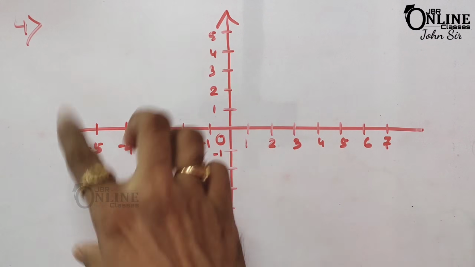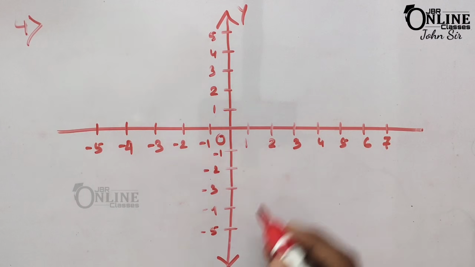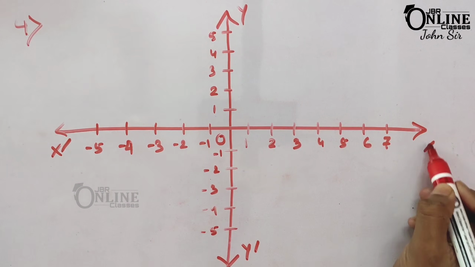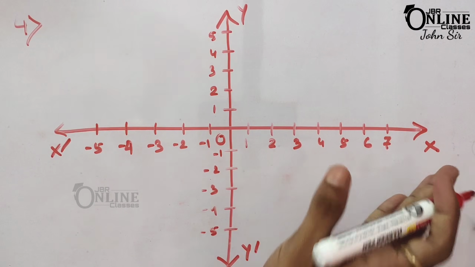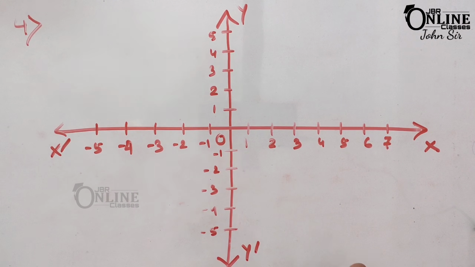Now sum number 4. Plot the following points on the same graph paper. So suppose this is a graph paper, and here this is the origin, this is y and y dash, this one x dash, and this one x.